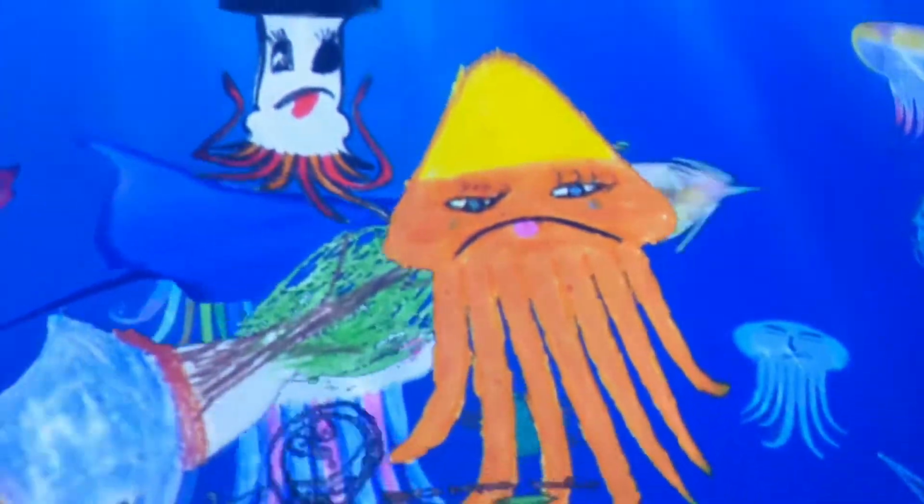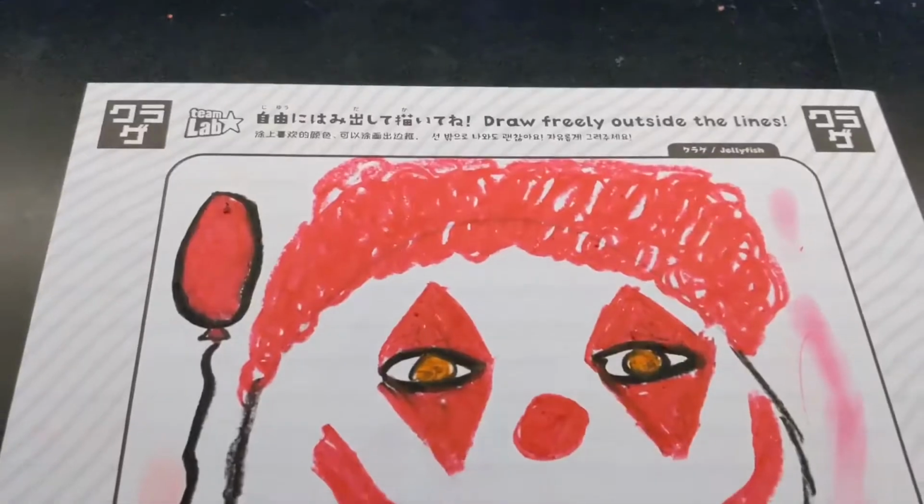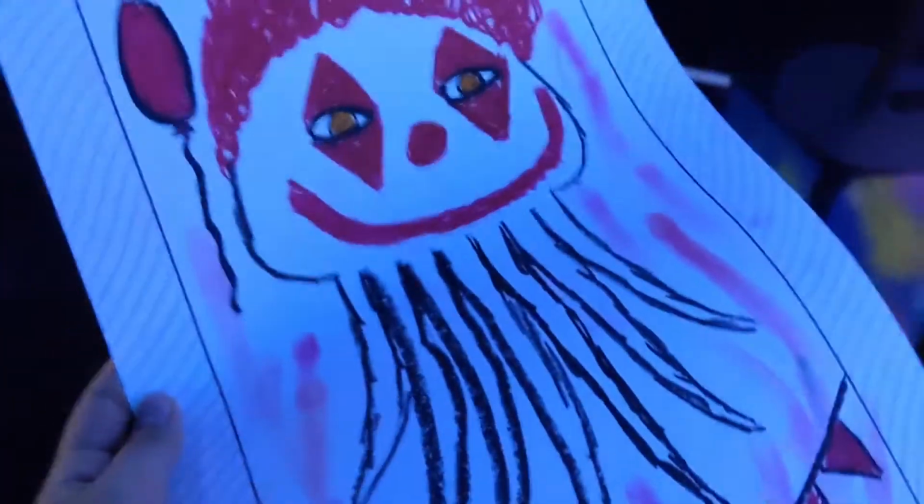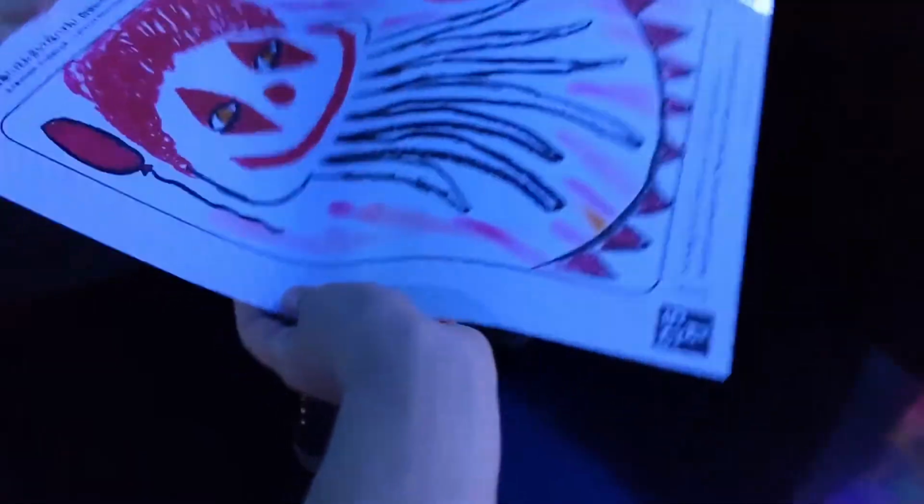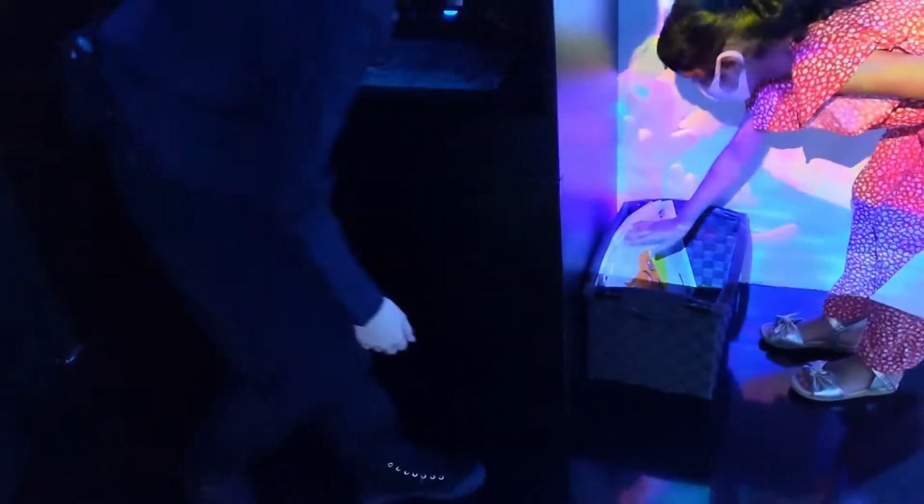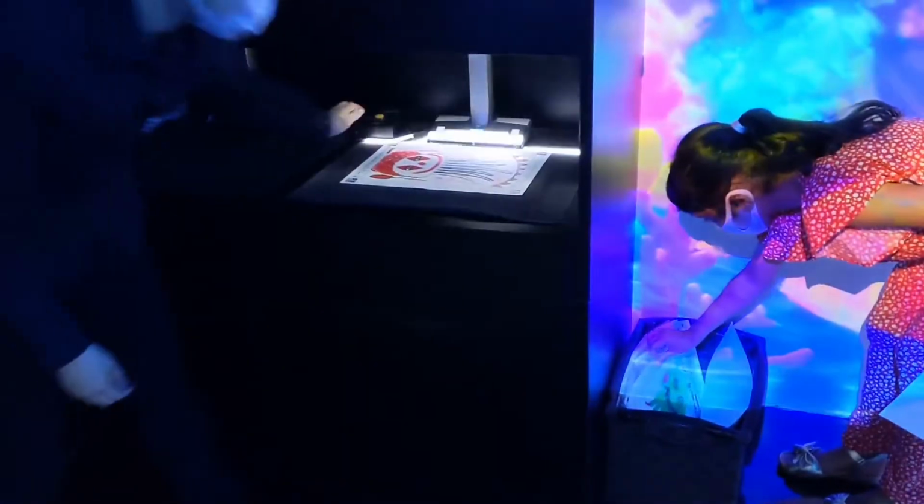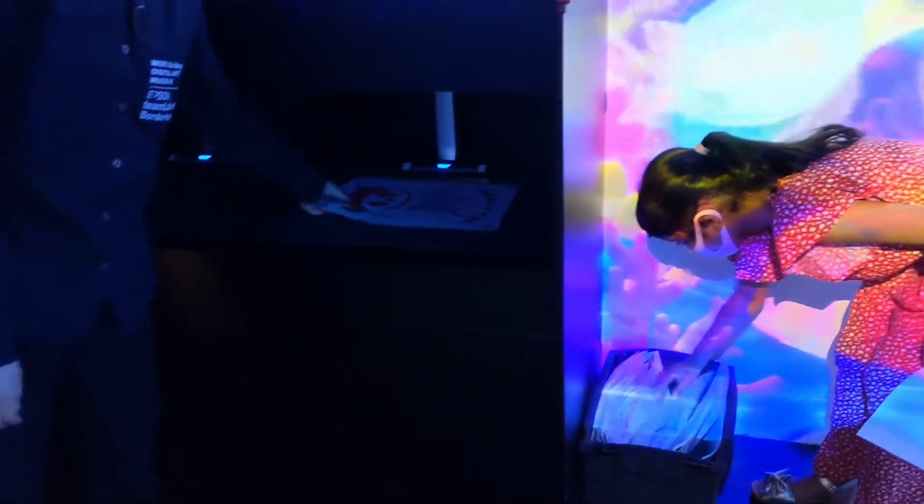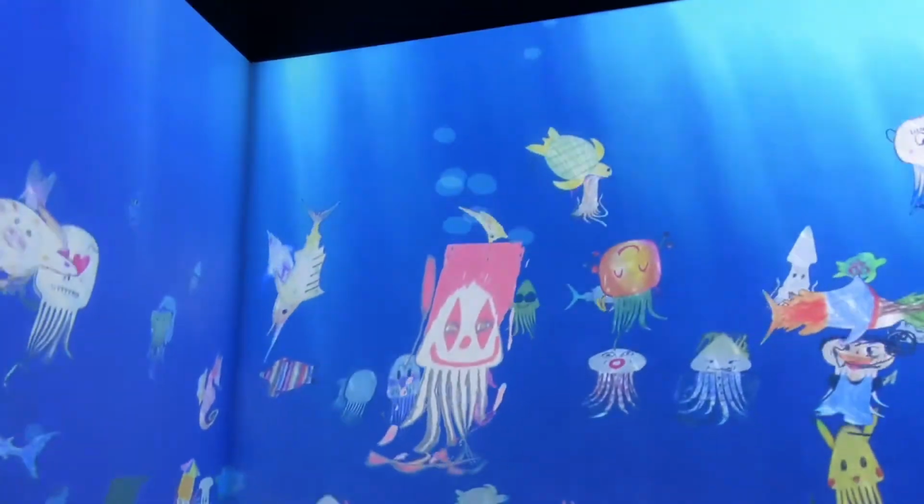What I really adore about this art installation is that the viewers get to create the art. Even I decided to turn my creative art brain on and draw a picture of a peculiar clown octopus with even all the red clown makeup and hair. Now I just handed the staff my beautiful drawing and now they're scanning it. In a few seconds, it will appear on the aquarium, and there it is.